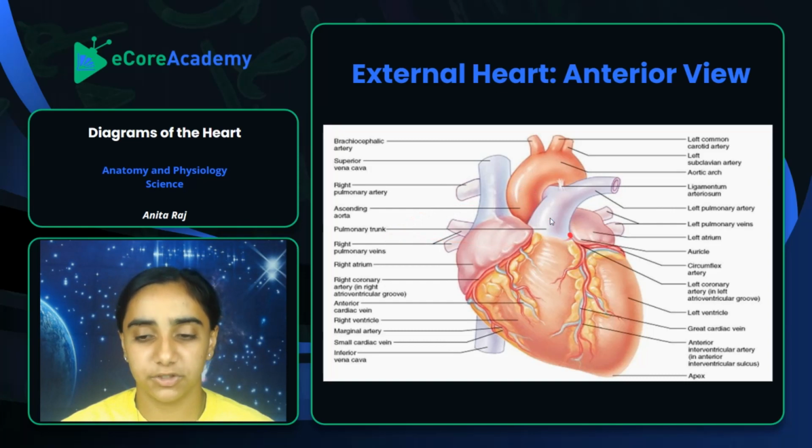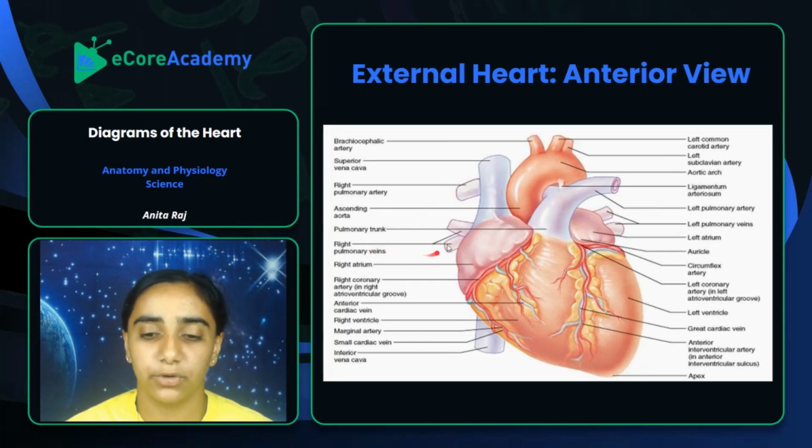Then you have the pulmonary trunk. So pulmonary trunk is right here. It is attached to the pulmonary valve. The pulmonary valve opens up to the right ventricle, and the right ventricle again will push the deoxygenated blood through your pulmonary valve into your pulmonary trunk and then to your pulmonary arteries.